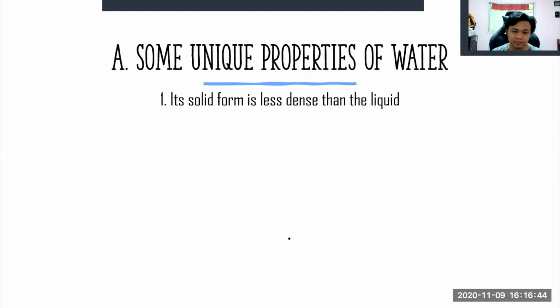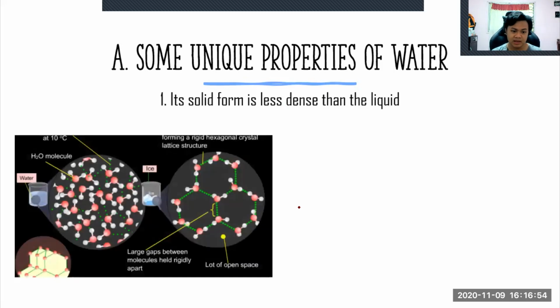Okay. So next, let's discover the unique properties of water. Its solid form is less dense than the liquid. Why? It's because there is more mass in the liquid than in a solid in the given volume. As you can see here, in a given volume, there are a lot more water molecules in the liquid form than in the solid form, right? There's a lot more here than in the solid form here.